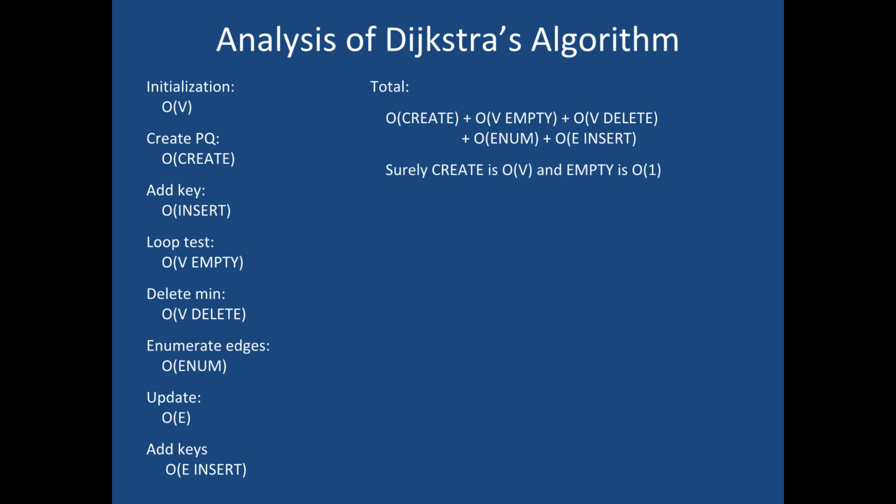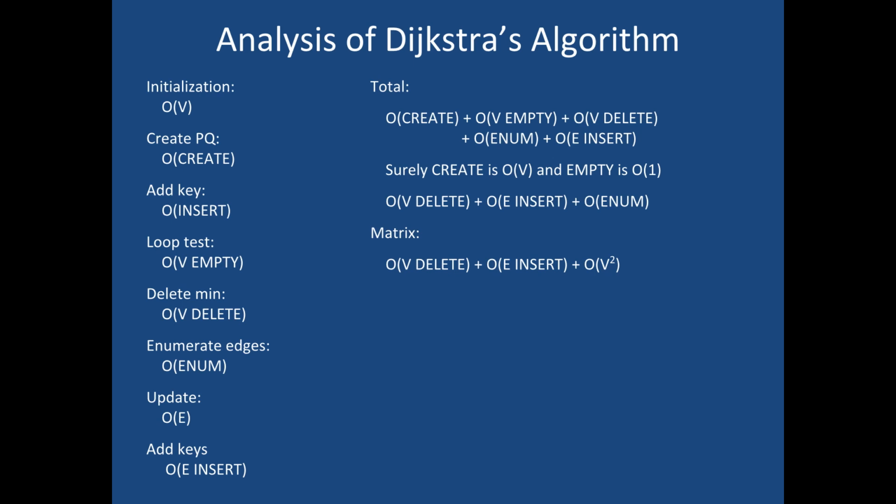We can create the empty priority queue in O of V time, and we can test for empty in O of 1. If we do that, the O of create now is a low order term, and the O of empty is a low order term. So we end up with V times delete cost plus E times the insert cost plus the cost of enumerating. So on a matrix, it turns into that, because the cost of enumerating all the edges is V squared.